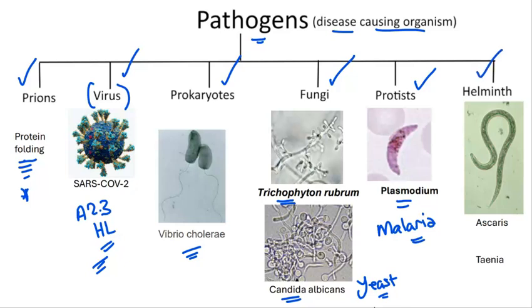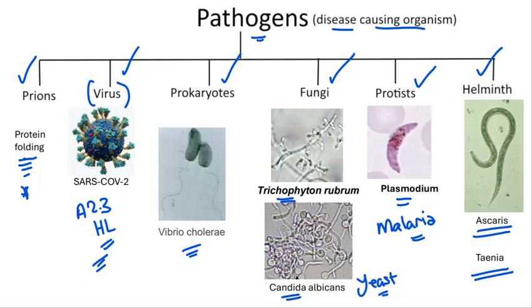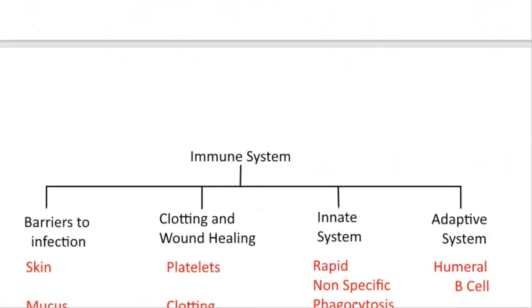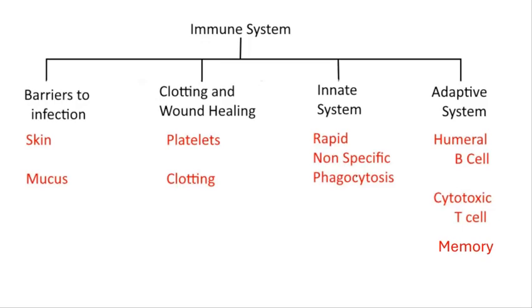Let's move to something a bit more elaborate and multicellular. We have the nematode worms in the form of Ascaris, perhaps more typically known as infecting the digestive systems of dogs, but Ascaris, of course, does affect humans as well. Taenia is the tapeworm, a much more complex organism, which could be seen as an example of the helminth worm pathogens. Now, these pathogens come up against our immune system.